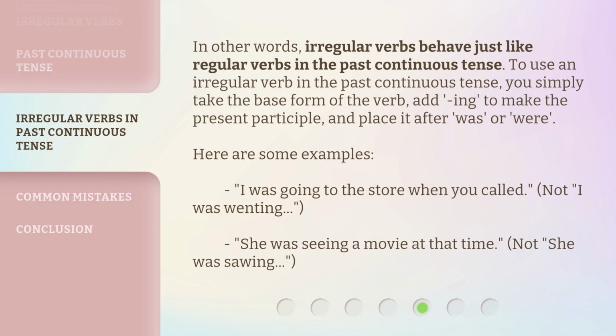To use an irregular verb in the past continuous tense, you simply take the base form of the verb, add -ing to make the present participle, and place it after was or were. Here are some examples. I was going to the store when you called. Not, I was wenting. She was seeing a movie at that time. Not, she was sawing.